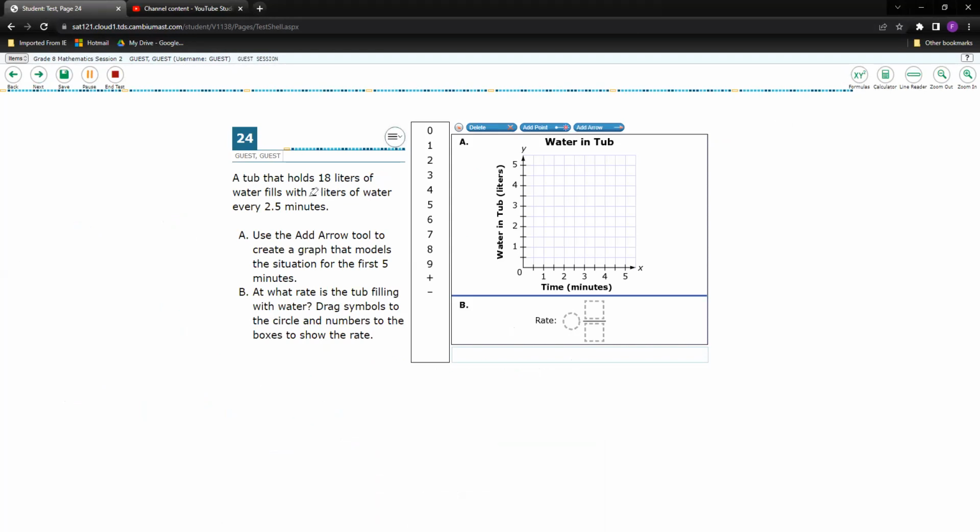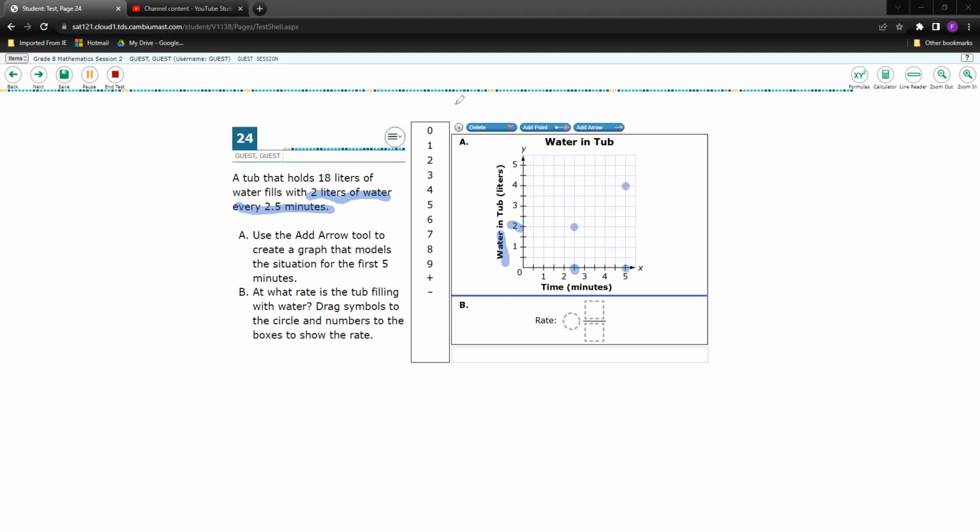Let's read what it says. 2 liters of water every 2.5 minutes. So water is here. That's 2 liters every 2.5 minutes. So let me plot a point that connects those two values right there. All right. And then it says, use the add arrow tool to create a graph that models the situation for the first 5 minutes. So going for another 2.5 minutes takes me to 5. That means I need to go up another 2 liters. So that takes me right there.